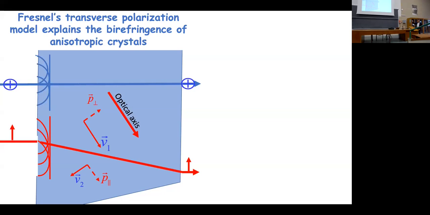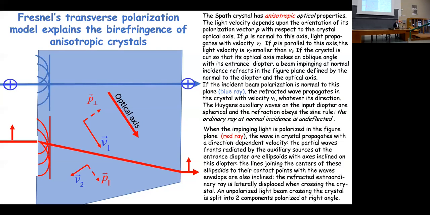And of course, when light gets out, it is polarized. The light beam which has been translated is polarized orthogonal to the light beam which is going straight. These are the properties of this birefringent medium. And you see that Fresnel was able to explain that in a quantitative way.